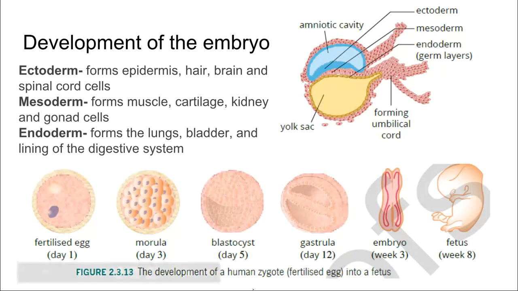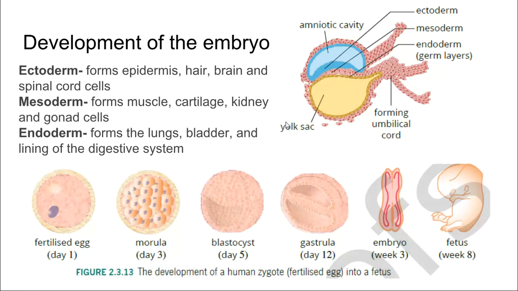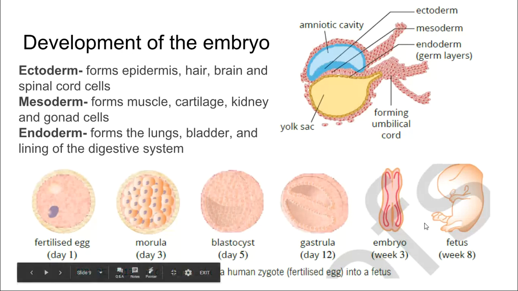Oh, they're both on the inside here, but we see the ectoderm in this layer here, and that layer of cells is important for forming the epidermis, hair, brain, and spinal cord cells. We then see the mesoderm, which is our pink layer of cells here, and these cells differentiate to form muscle, cartilage, kidney, and gonad cells. And then we have our endoderm, which is obviously further in here, and these cells are responsible for forming the lungs, the bladder, and the lining of the digestive system.